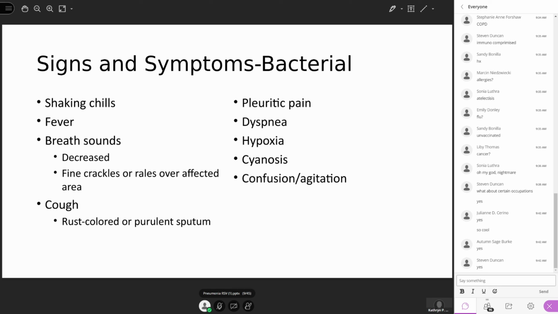Dyspnea, so difficulty breathing, painful breathing. Again, the pleuritic pain is going to play a role. Hypoxemia, a low O2 sat. Again, my friend's daughter in the 80s. A little scary. Cyanosis, which is a very late sign, and confusion and agitation, which might be an earlier sign.